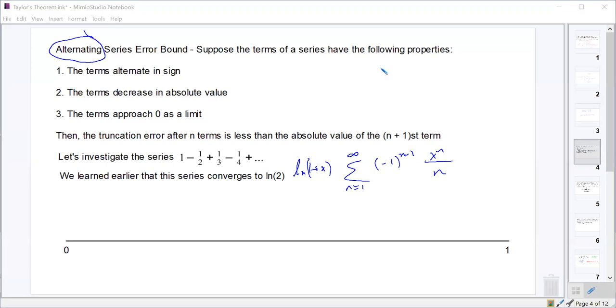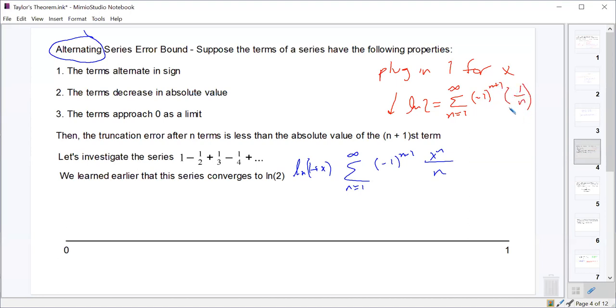Okay, good. All right, so all we're doing here is plugging in 1 for x. If I plug in 1 for x, I should get the natural log of 2 equals the sum from n equals 1 to infinity of -1 to the n plus 1 times 1 over n. True? If I plug in 1 for x on both sides of my equals sign here, I should get natural log of 2 equals -1 to the n plus 1, which just tells me that I'm alternating. And then 1 to the n is 1 over n, right?